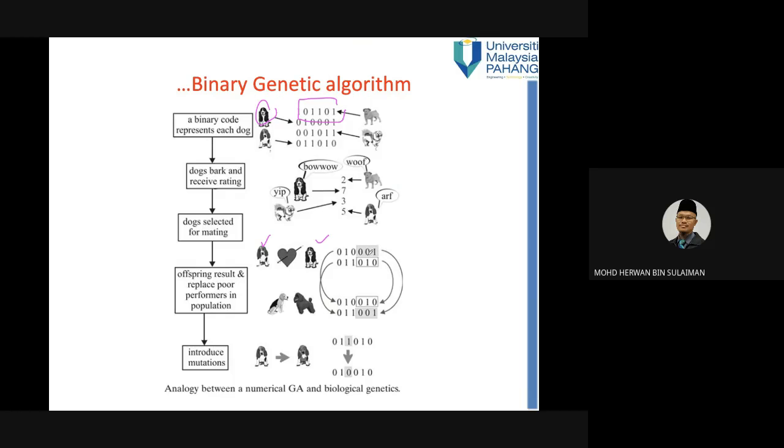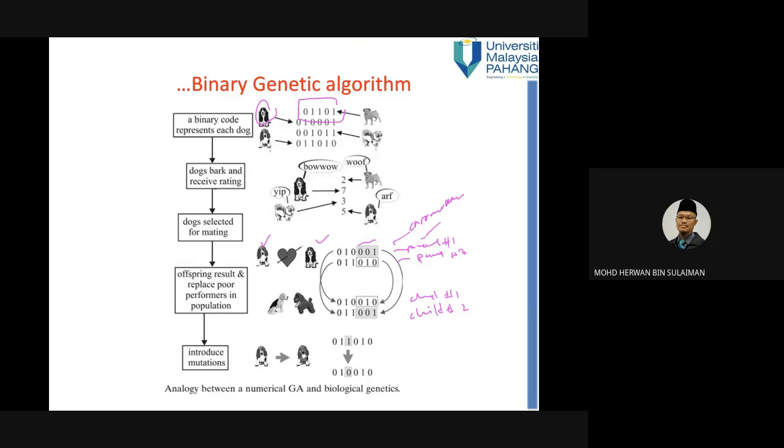Let's say this one we call the chromosome of these dogs, and then each value of these binary numbers will be mated. Let's say only these 1, 2, 3 digits will be interchangeable between these two dogs. So we obtain the child. This one is parent number 1, this one is parent number 2, so we get child 1 and child number 2.